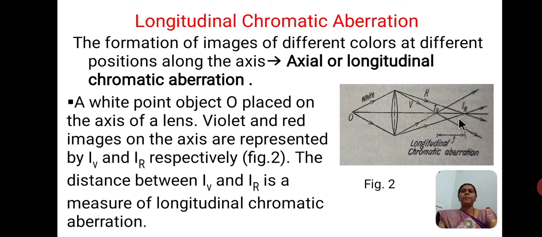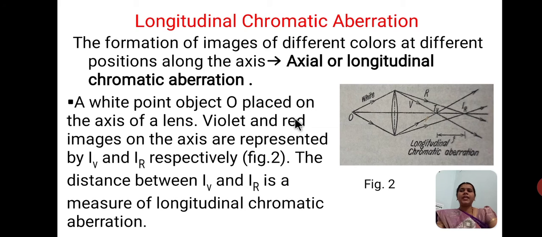So what happens here now? The violet and the red images on the axis are represented by IV and IR here. Now the distance between this IV and IR, that we measure as the longitudinal chromatic aberration. In terms of the focal length, how will we write the longitudinal chromatic aberration? That is FR minus FV. We write it in terms of the focal length.